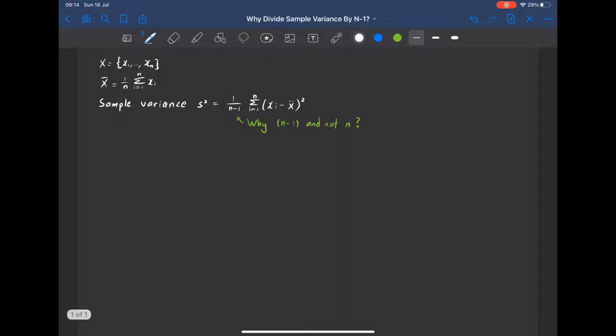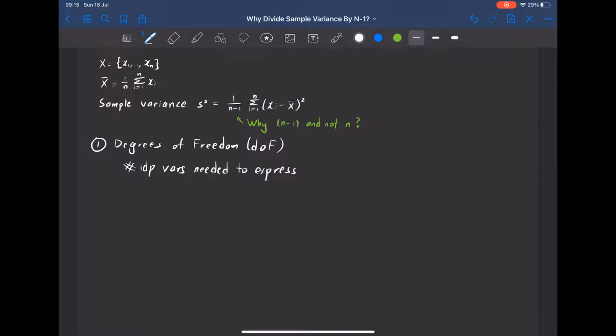Before we get into the whole conversation of why n-1, I want to talk about a concept called degrees of freedom. And I'll denote this as DOF. So what exactly does DOF mean? Well, mathematically speaking, the degrees of freedom is the number of independent variables needed to express all properties of a system. But what exactly does this mean?